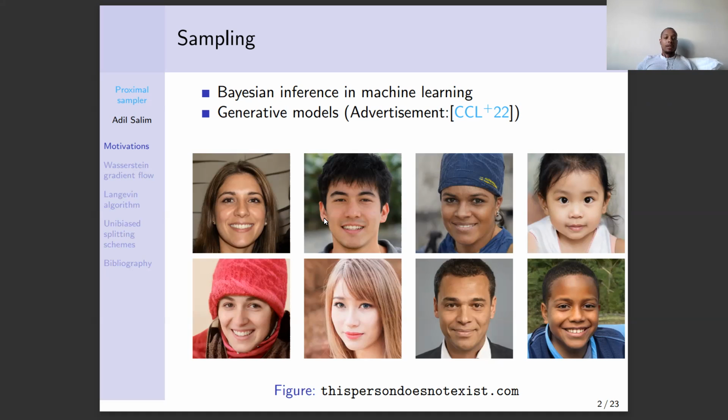The second setting where it appears is generative models. In that setting, what you know about the target distribution is not the density, but a bunch of samples which are already distributed according to the target. Your goal is to generate new samples according to this target. So, for instance, for the example of images, you have a bunch of, in your data set, you have some.